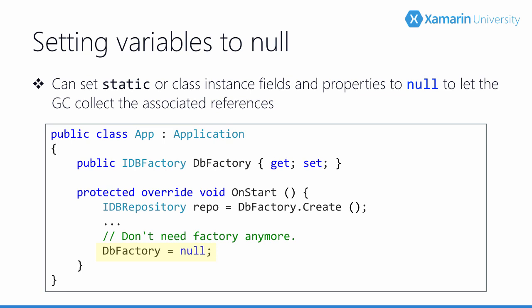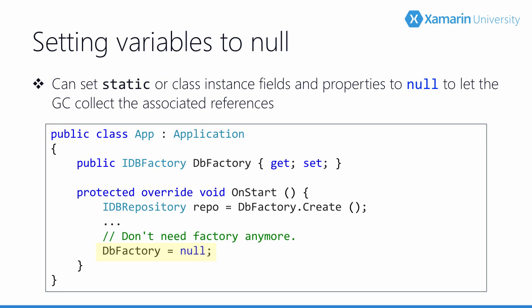The same is going to be true of class fields and properties. If the class is finished using the value, then it can set the property or field to null to allow that reference to be collected on the next GC. Keep in mind, this is only going to help if the owning parent object outlives the child object. If they have the same lifetime, then there's no benefit to setting the field or property to null.